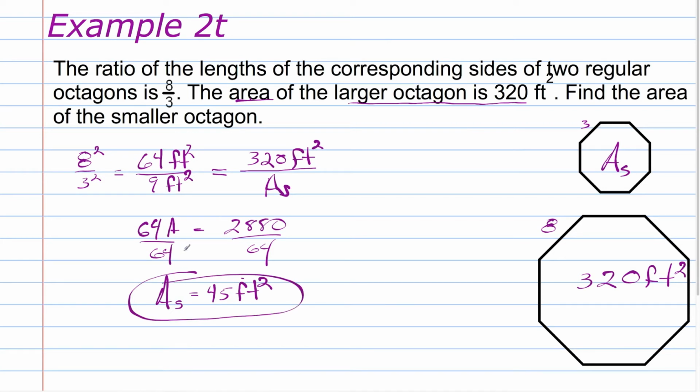In this problem, this example 2T, you have to use the area ratio. You do not use just 8 over 3. You have to use 8 squared over 3 squared, 64 square feet over 9 square feet, and then get the right side of the proportion correct.